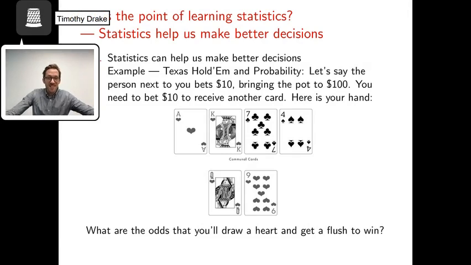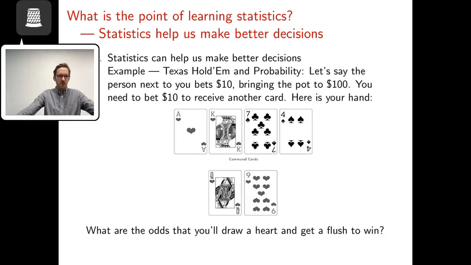All right, number 2, statistics can help us make better decisions. This is statistical thinking. Now, I'm from Reno, Nevada, so I grew up around cards and casinos, so you'll have to forgive me there, just the nature of my birth and being raised. But let's imagine you're playing Texas Hold'em and thinking about probability here. Let's say the person next to you bets $10 and the pot now becomes $100. So you need to pay $10 to receive the next card, and you're sitting on this hand. And if you don't play the game, that's okay.